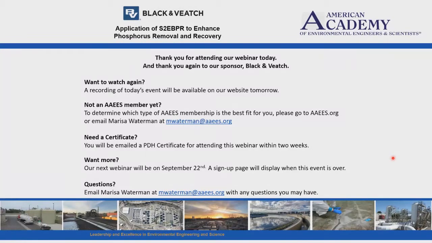Let's see. Can biological excess sludge be reduced by using the S2EBPR process, especially by fermentation of RAS flow? So I guess the question would be, do we reduce our WAS rate? Do we have less waste sludge? I would say we're still working on it, but from all the plants where we have done it, we are getting better SVIs. It's not necessarily less sludge, but it takes up less volume.